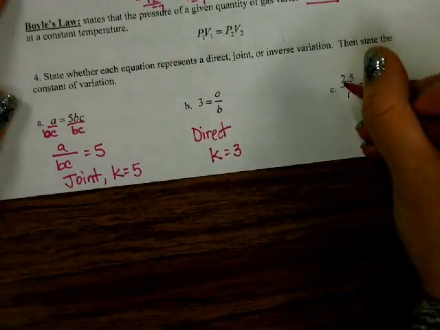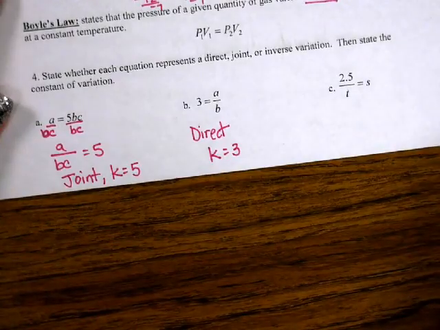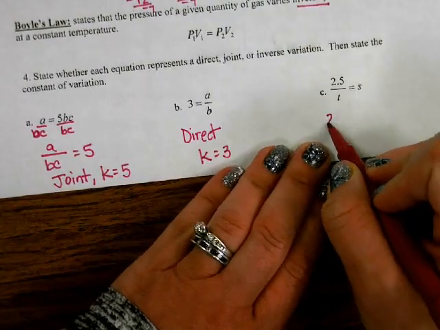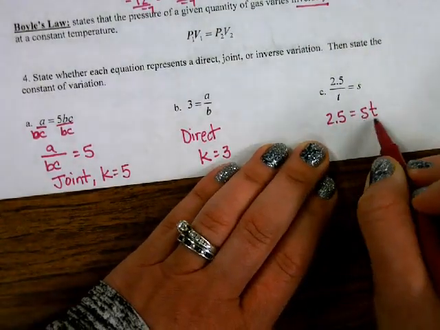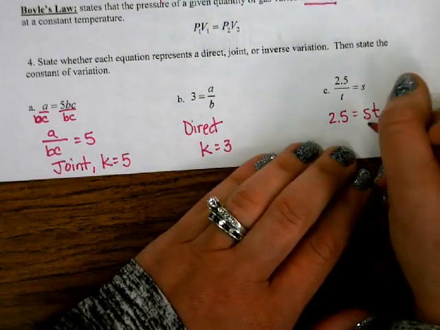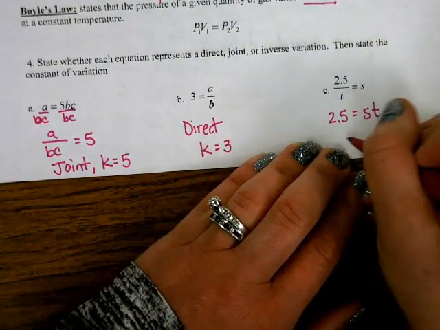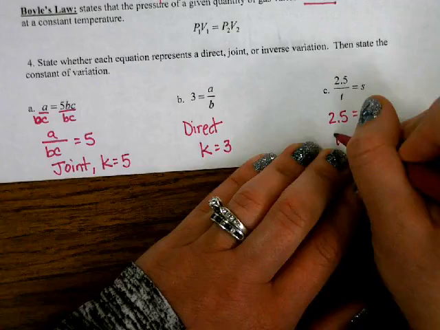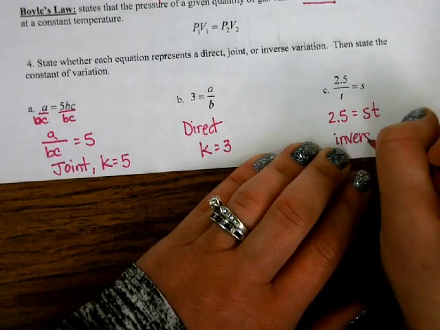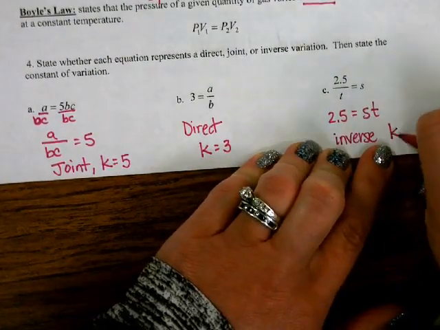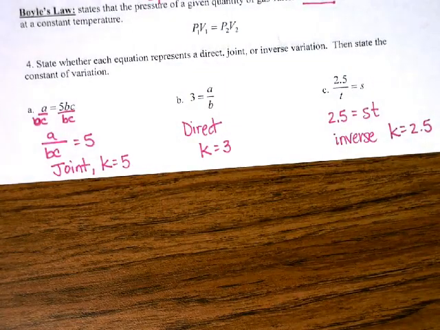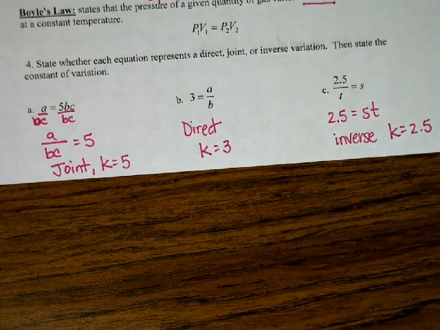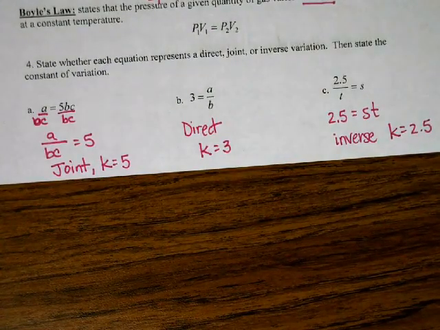All right, 2.5 divided by t. I'm going to get the number by itself. So s times t. I'm not dividing my variables, I'm multiplying my variables. So this is inverse variation. And my constant is 2.5. So it's easier if you get the constant, the number, by itself and the variables on the one side, then it'll make it a whole lot easier.